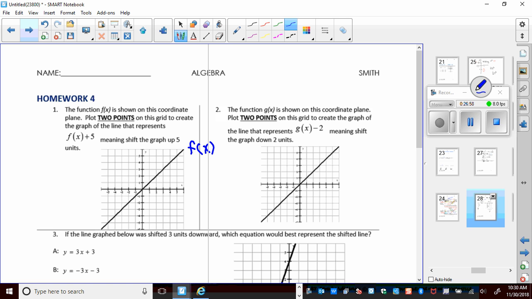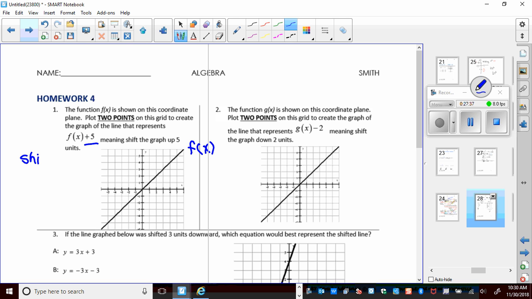All right? Now, is this function shifting up or is it shifting down? Up. How many units? Where are you getting 1 from? Let's read it. It says plot 2 points on the grid to create the graph of the line that represents f of x plus 5. How many units does it shift up by? 5. Read through the entire thing. The reason I'm going over that is because I know you didn't read through it. So even though it tells you what it's doing there, you're going to write it.